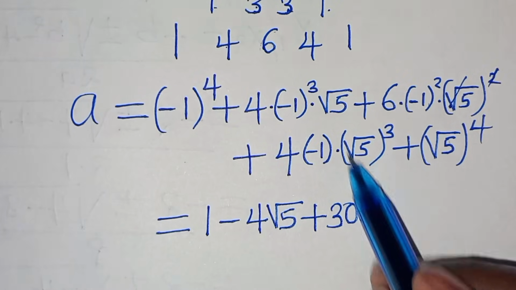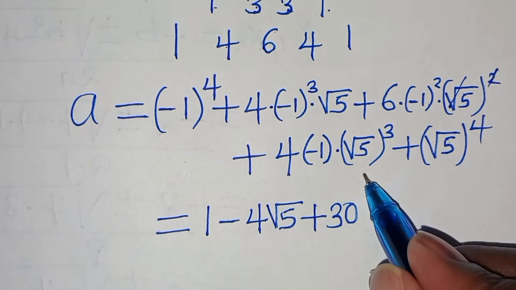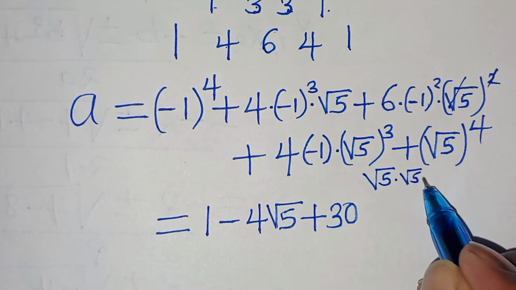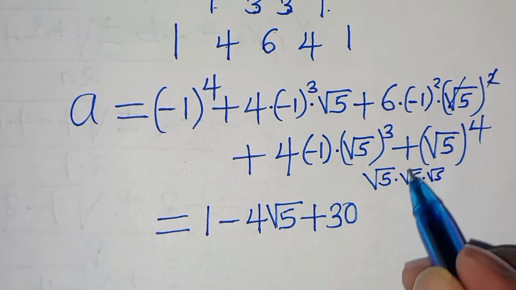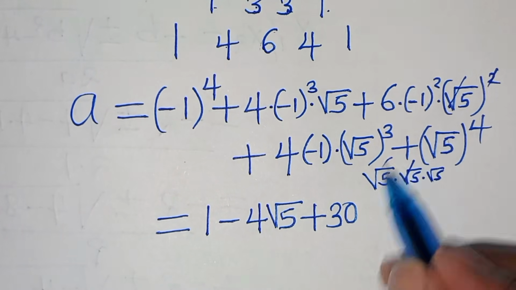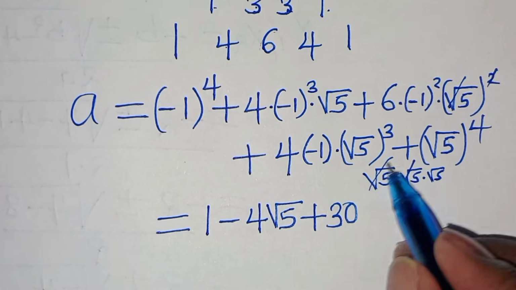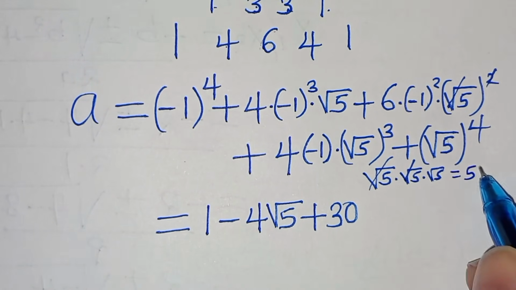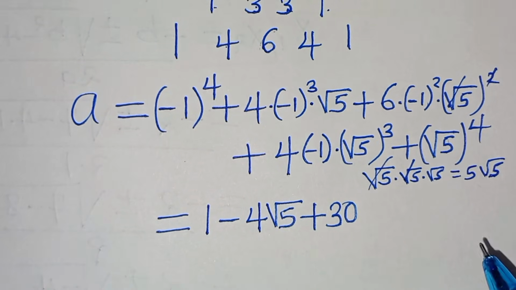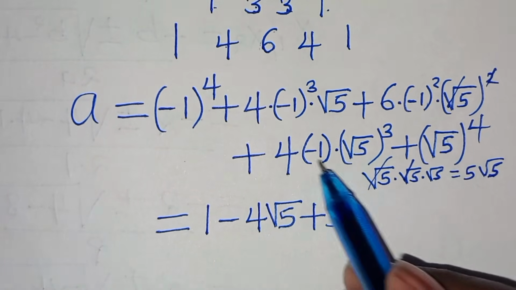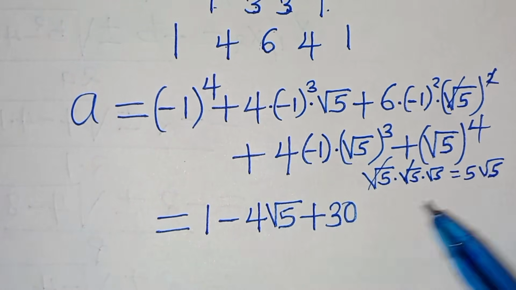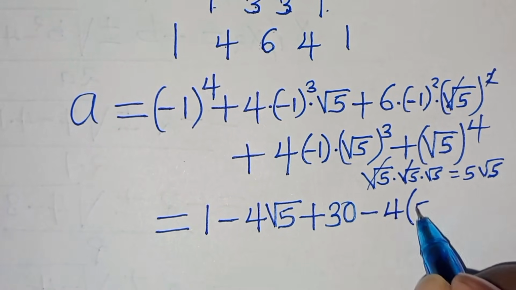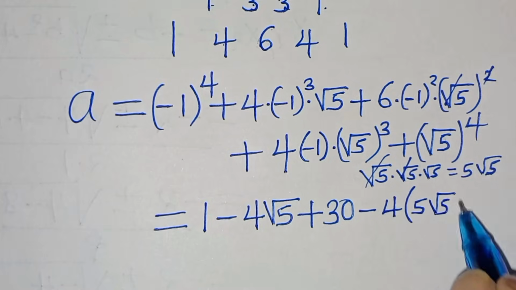Then here we have square root of 5 to the power of 3. So this is the same thing as square root of 5 times square root of 5 times square root of 5. So here we eliminate the square root sign here. So this means that square root of 5 times square root of 5, this is 5 times square root of 5. So this is 5 square root of 5. So this means we have, this is minus 1 times plus 4. This is minus 4 into the parentheses 5 square root of 5.